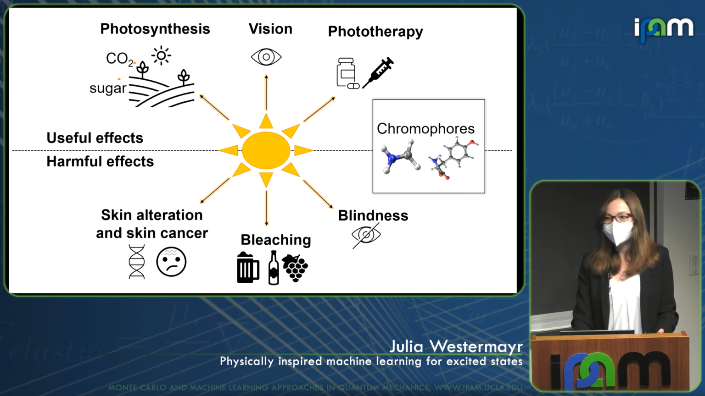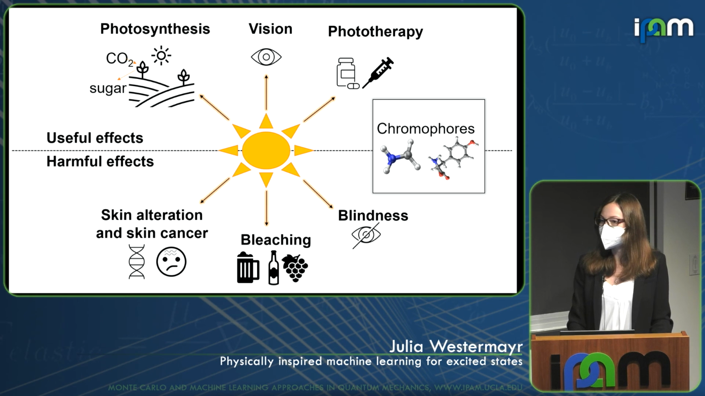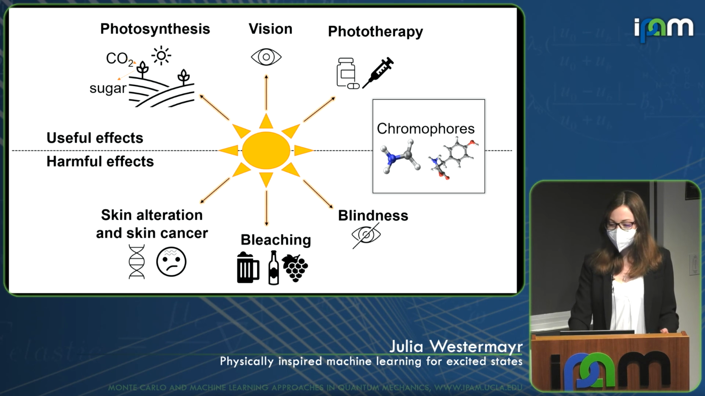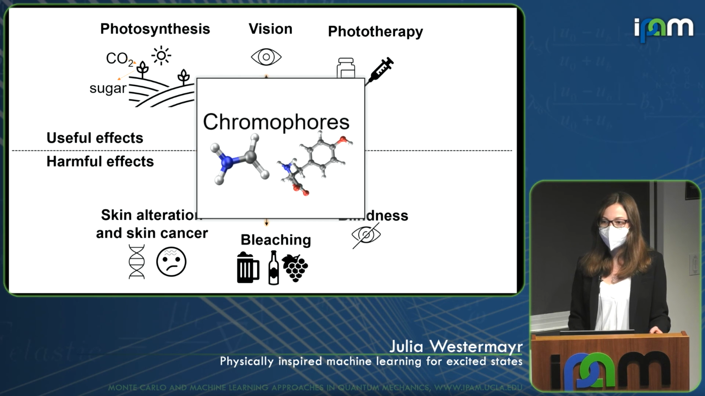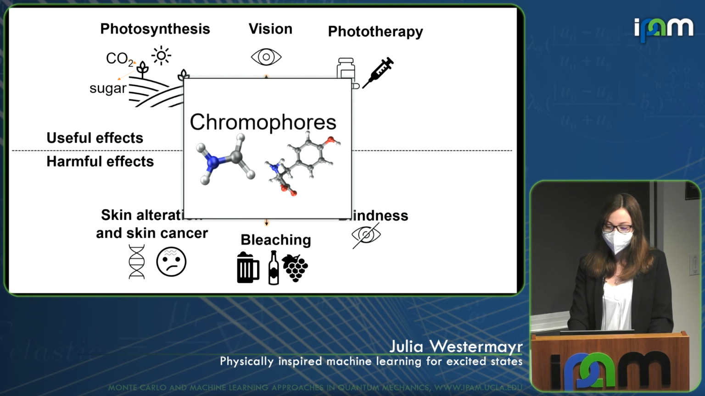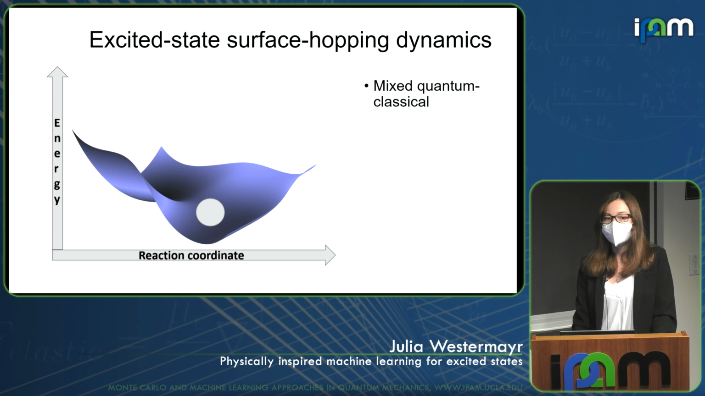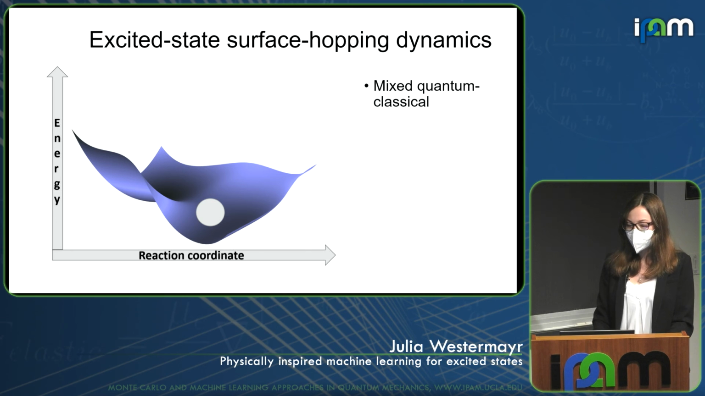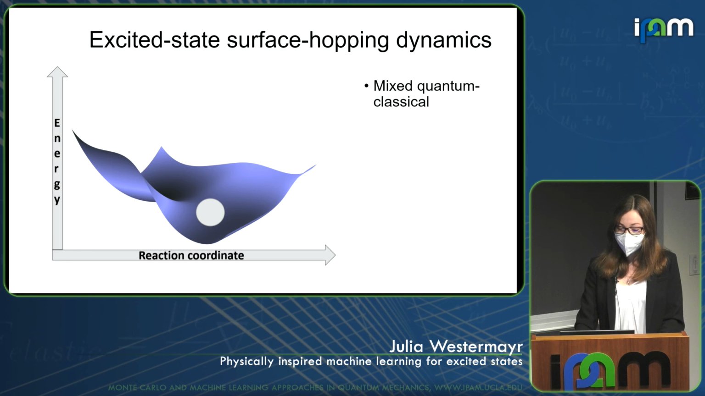If you want to understand why these reactions take place in the way they do, we need to take a look at the chromophores, which can absorb light and give rise to the photochemistry that we are interested in. There are several ways to study photochemical reactions, and we used excited state molecular dynamics. A very efficient approach is to do surface hopping dynamics.